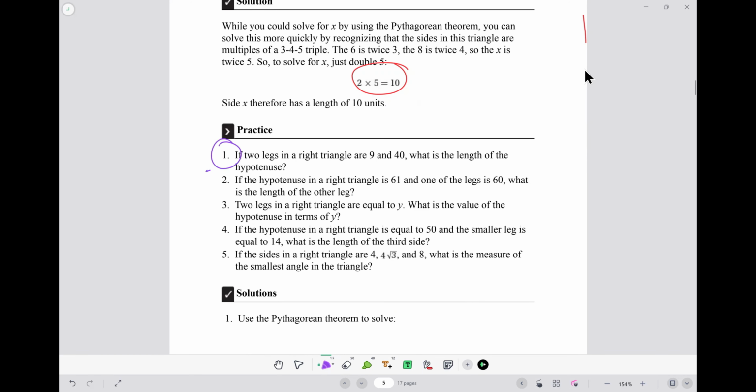If two legs in a right triangle are 9 and 40, what is the length of the hypotenuse? Very, very basic problem. We can do it because 9 and 40 are two sides, and this is definitely not the hypotenuse. So the hypotenuse would be the root of 9 squared plus 40 squared, right?